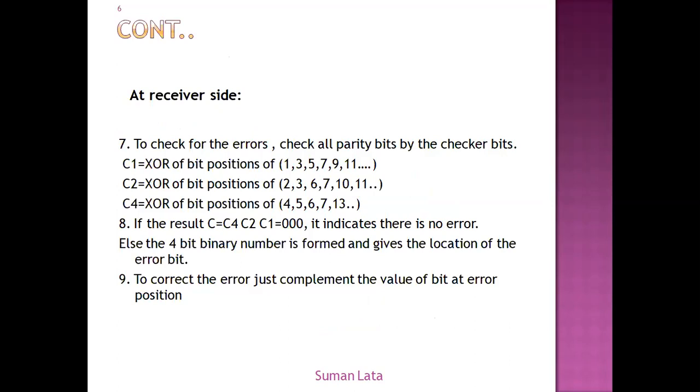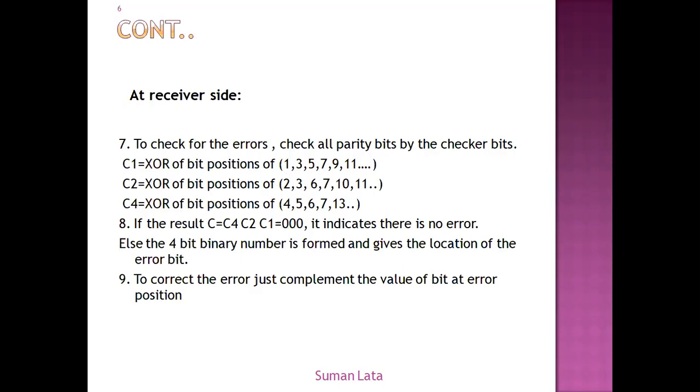And at receiver side, to check for the errors, check all the parity bits by the checker bit. And for checker bits, we will use some variables like C1, C2, and C4. C1 will store the XOR of the bit position of 1, 3, 5, 7, 9, 11, and so on. C2 will store the XOR of the bit position of second position, third position, sixth position, seventh position, and so on. And like this, C4 will store the XOR of the bit position of 4th, 5th, 6th, 7, and so on.